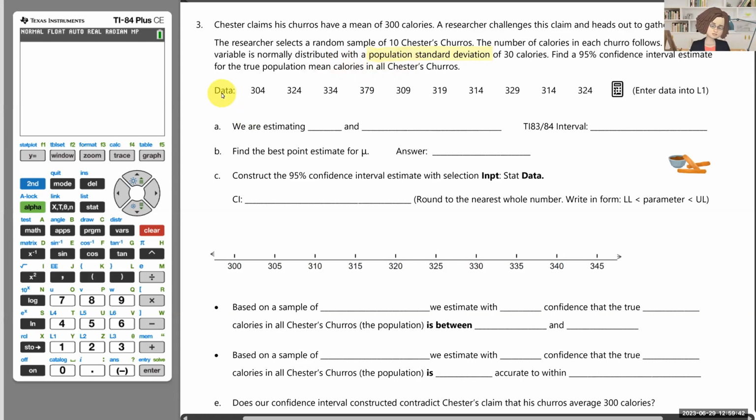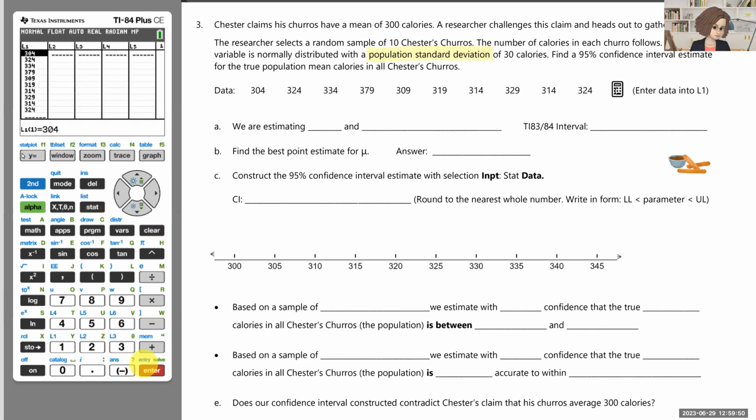All right, so first step if you have data is to get it into a calculator list. So I've done that already. Stat, edit, and enter the data. So if you wanted to pause the video and enter your data, that is step one.